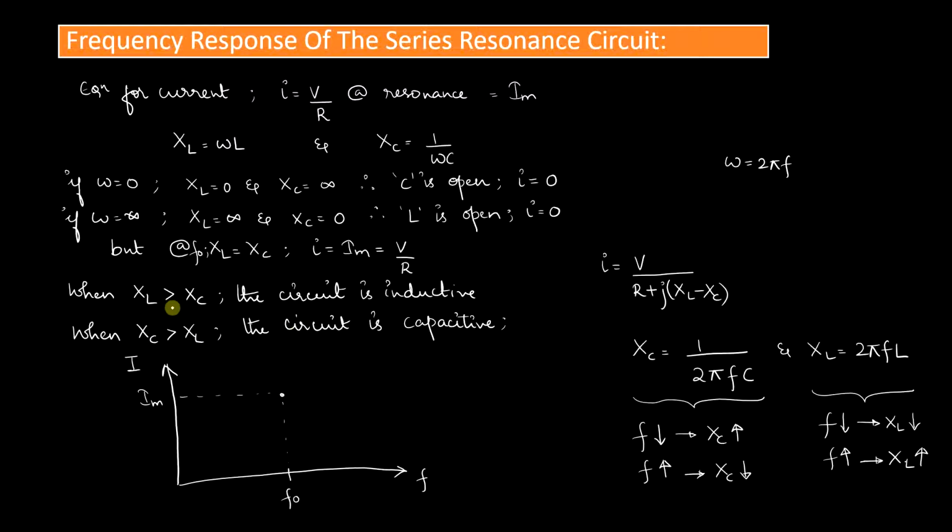Then we have seen from this expression that if XL is greater than XC, the circuit is inductive, and if XC is greater than XL, the circuit is capacitive. Correct? And we have also seen from the expressions what happens when frequency is decreased for a capacitive reactance and what happens when frequency is decreased for an inductive reactance.